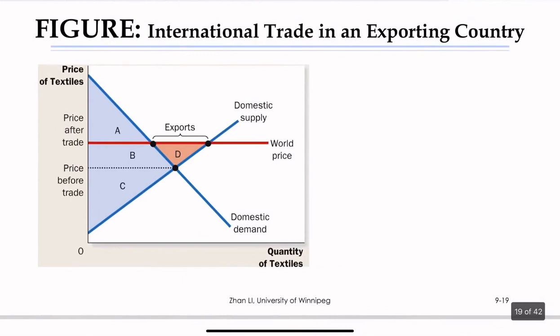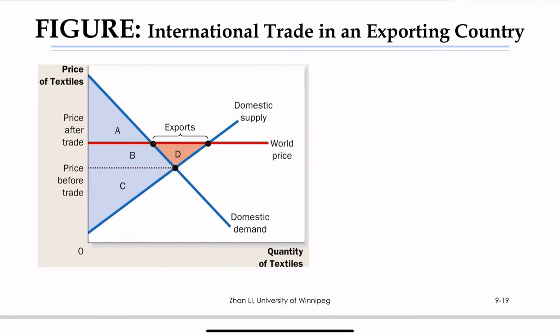Okay, let's see what happens if the country becomes an exporter. First, from this picture, you can see that the domestic price, which is given by this dashed line, is smaller compared with the world price. So naturally, Iceland, in this case, should become an exporter, right?